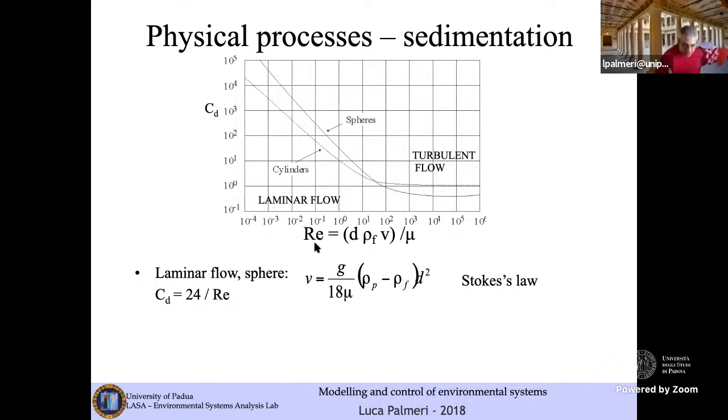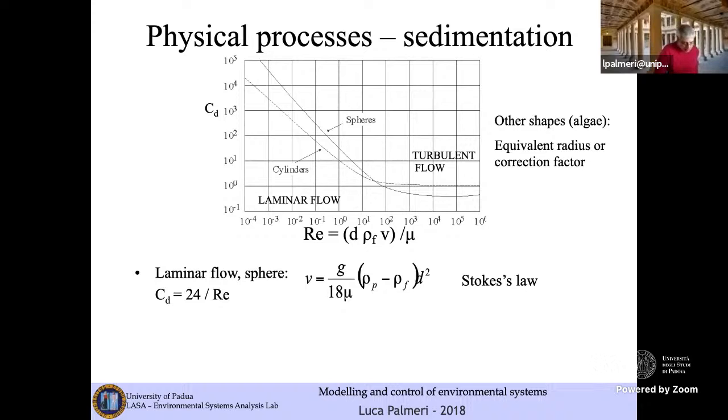If you put this together with the relationship we have obtained from the first law of Newton, we obtain an explicit description of the settling speed of a particle. That is what we call the Stokes law. So the settling speed of a particle is equal to the gravitational acceleration divided by 18 times the viscosity of a fluid, times the difference between the density of a particle and the density of a fluid, times the square of the diameter of a particle.